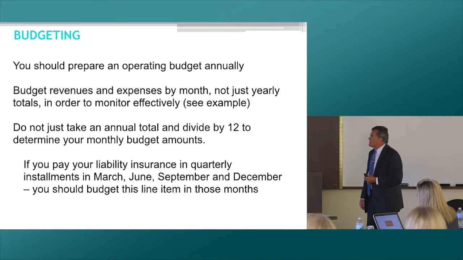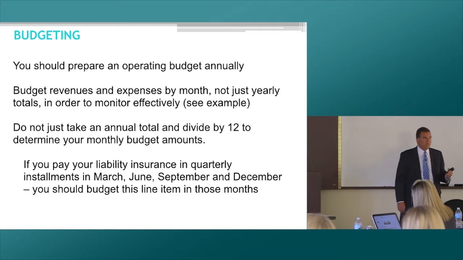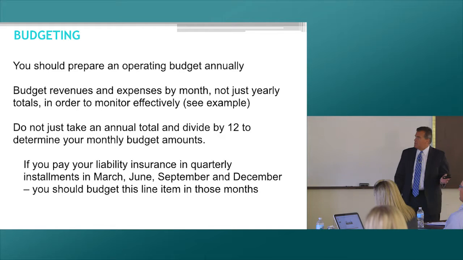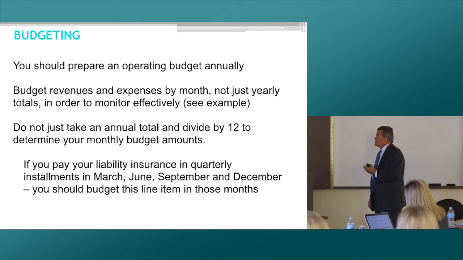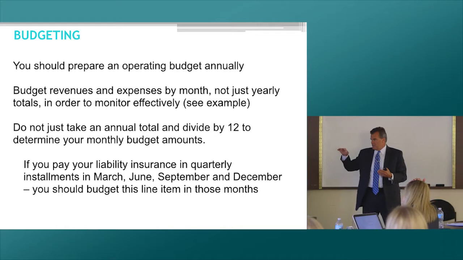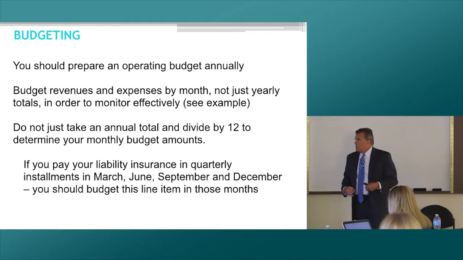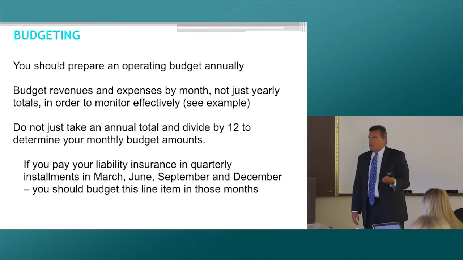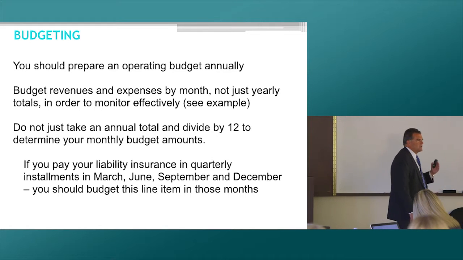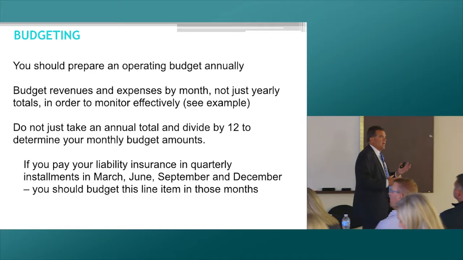And we talk about this too. You should prepare an operating budget annually. You got to do it annually. Budget revenue and expenses by month, not just yearly, in order to monitor effectively. And we do have an example, I think, back there sometime. We'll show that when we get all done. Don't take the annual budget and divide by 12. Make sure that if there's certain expenses that you pay quarterly, put them in the budget that way.